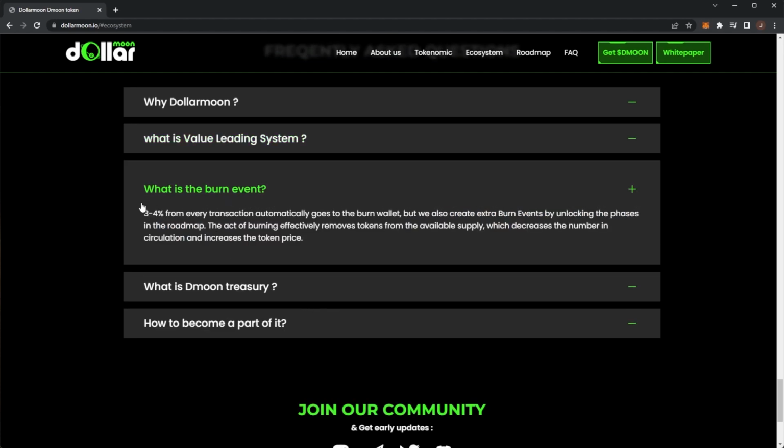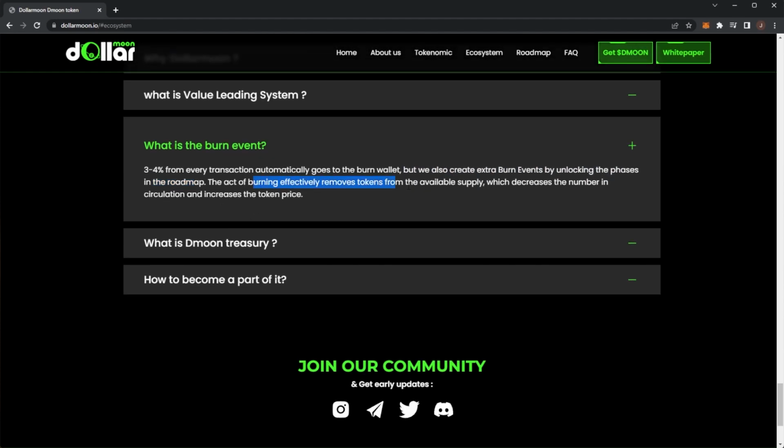There's a direct correlation between the token price and having enough available funds in the treasury to make it work. What is the burn event? 3-4% of every transaction automatically goes to the burn wallet, but we also create extra burn events by unlocking the phases in the roadmap. The act of burning effectively removes tokens from the available supply, which decreases the number in circulation and increases the token price. So I got that wrong. 3-4% is automatically burned on each transaction, but in these burn events, there are actually extra burns, which means the token supply will actually decrease quite quickly.